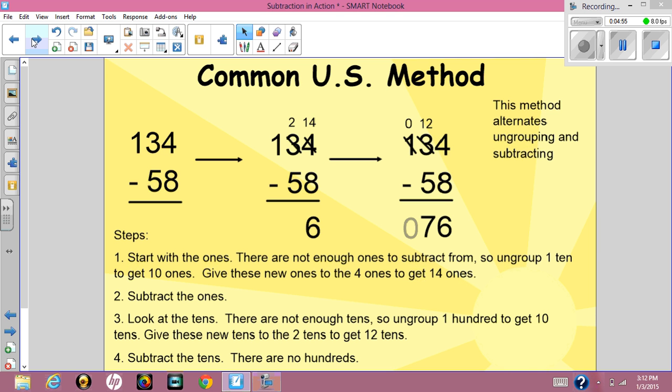Now we look at the tens. There are not enough tens, so we ungroup the 100 to get 10 tens. We give these new tens to the two tens that we already have to get 12 tens. Then we subtract the tens. 12 subtract 5 is 7. Now if you look, the 0 is kind of whited out because there are no 100s now. So we have the answer 76.